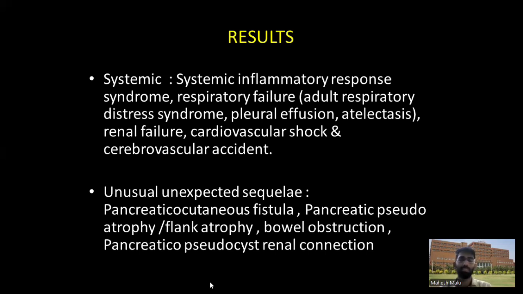While the most important, the pancreatic puzzles, the unusual, the unexpected sequel which we got in the study were pancreatico-cutaneous fistula, pancreatico-pseudoatrophy, flank atrophy, bowel obstruction, pancreatico-pseudocyst renal connection. So these were the cases which were much beyond the criteria which we usually follow.